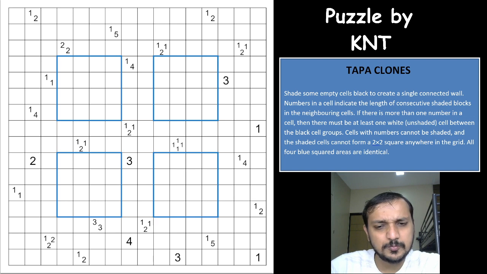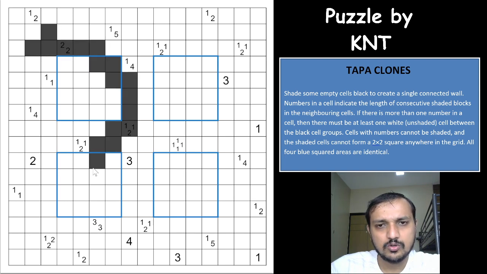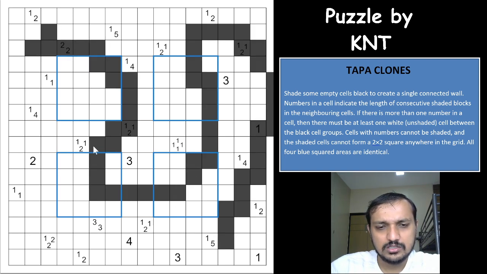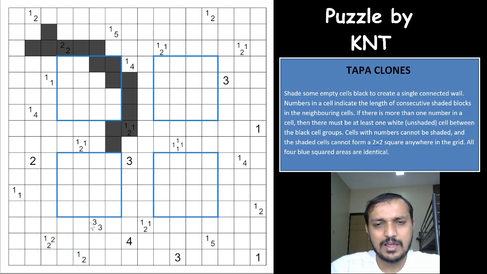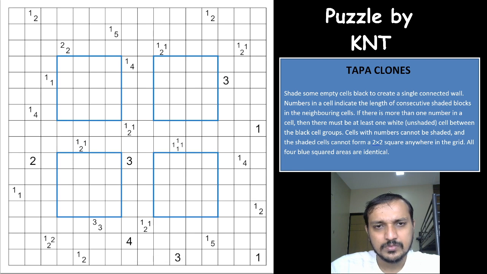Now coming back to this puzzle, I'll explain the rules. You need to shade some cells black in such a way that you form a single continuous group of shaded cells. A black cell or a group of black cells should not be stranded away from the other group of black cells. The whole group of black cells in the grid has to be continuous and orthogonally connected to each other.